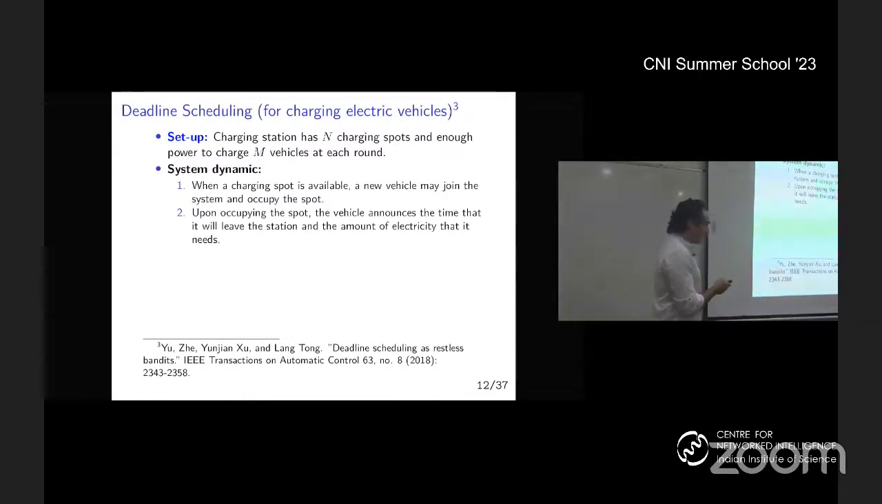And then the moment the vehicle is occupying the spot, the vehicle will announce these two things. First, when it wants to leave the station: I will stay 1 hour in the station. And second, the amount of electricity that it needs. Okay, so you can also imagine the same thing when you go.